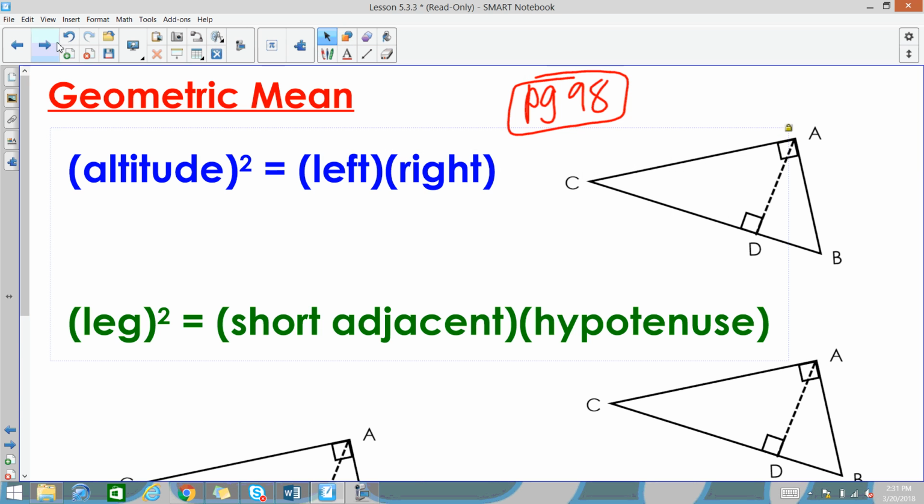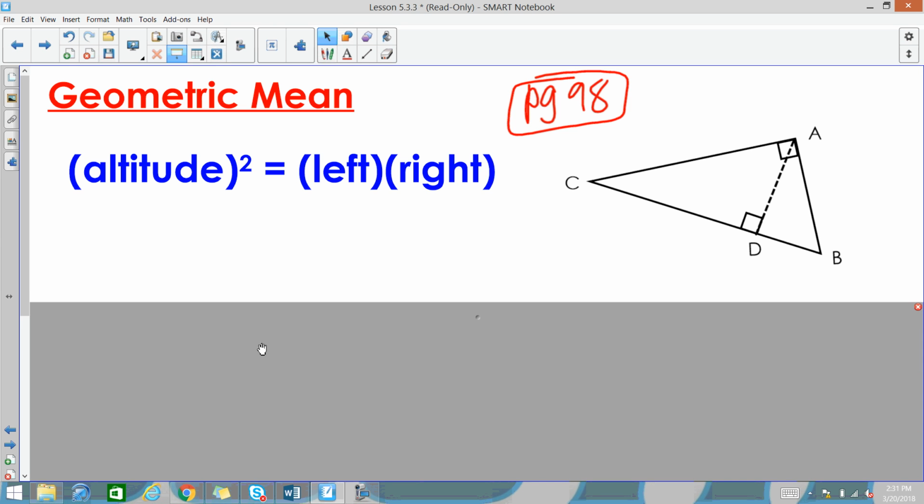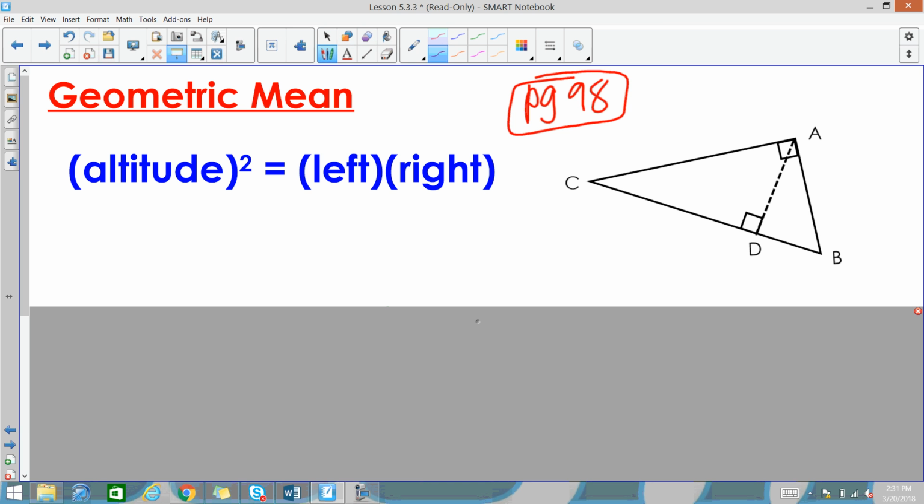So here we go. On page 98, this is the notes that we're going to do. I want you to draw down what we have here. I'm going to cover this up so you don't see all of it right now. This is the first formula. There are 2 of them, and it depends on what your diagram shows you, like where the variables are, where the constants are, and that determines which formula you're going to use. The first one is dealing with the altitude. It's called altitude squared equals left times right.